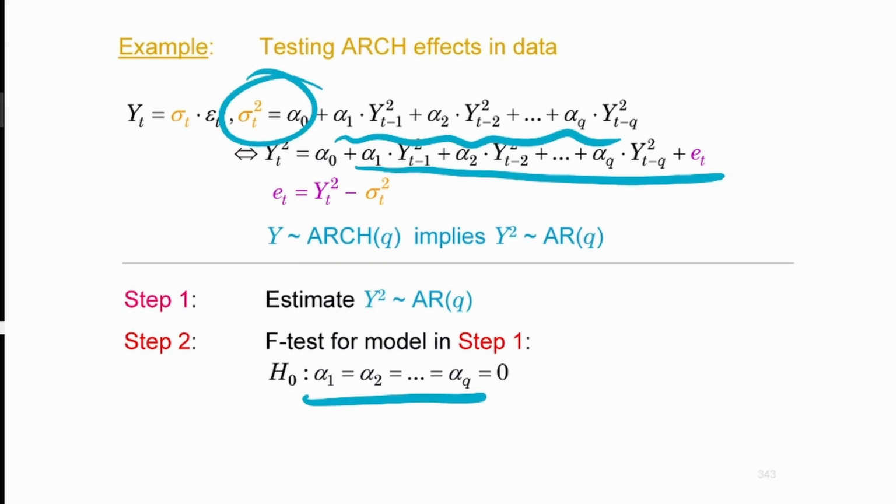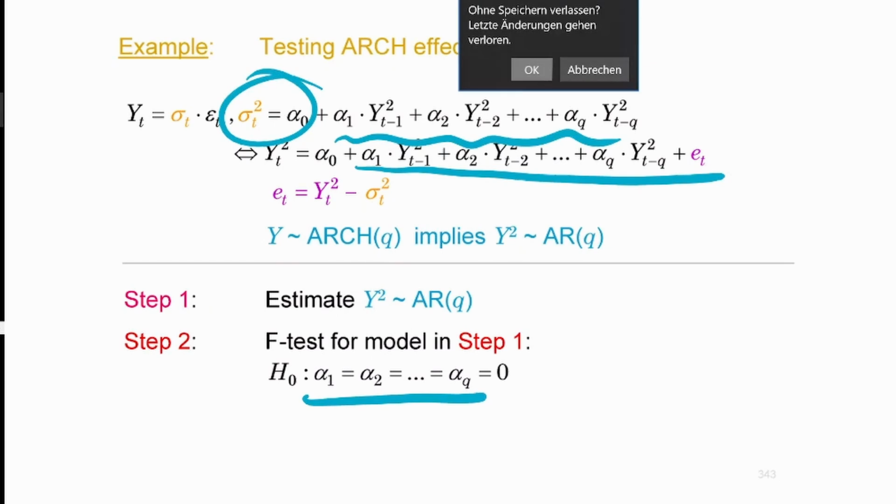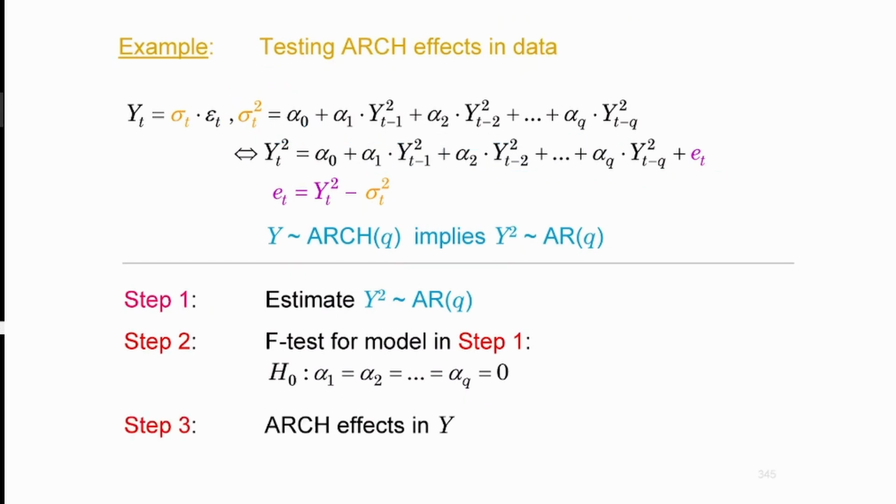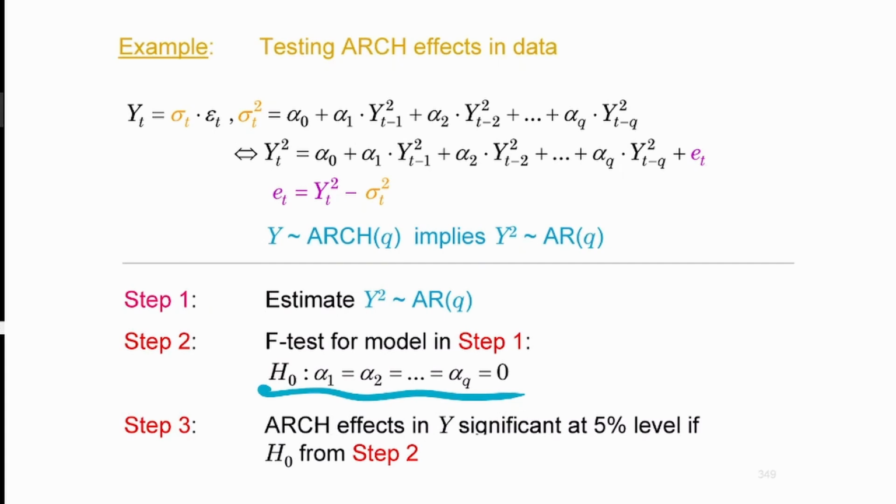And if you reject this, then you consider yourself to be having significant ARCH effects, at least at the 5% level. So if you reject the null hypothesis at the 5% level, then you would simply assume that ARCH effects are present at the 5% level, by the way. And that should be fine.